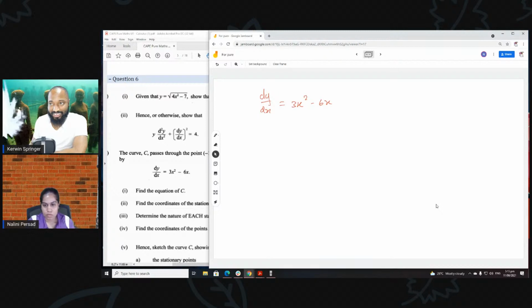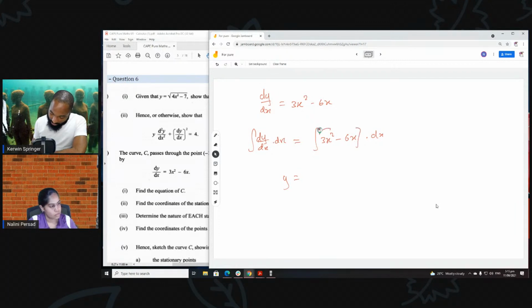Integration, lovely. So if we integrate dy/dx with respect to x, we'll have to integrate this as well with respect to x. So we'll end up with y, and here we will end up with a lovely 3x cubed over 3 minus 6x squared over 2 plus a not so lovely C. Is everybody good up to here?